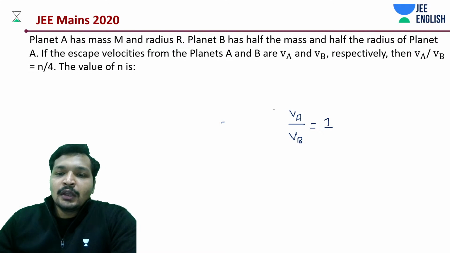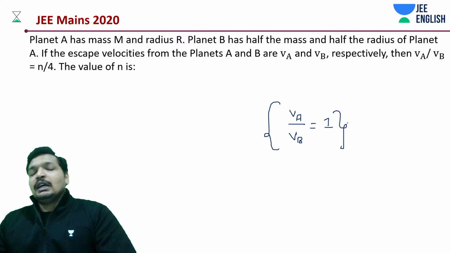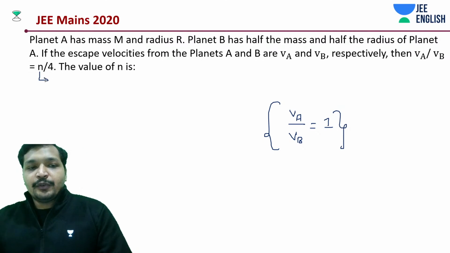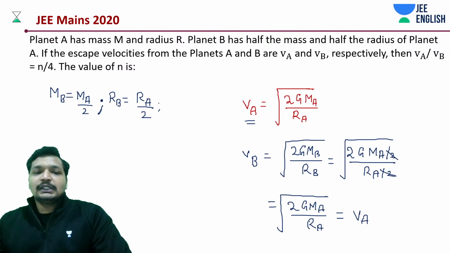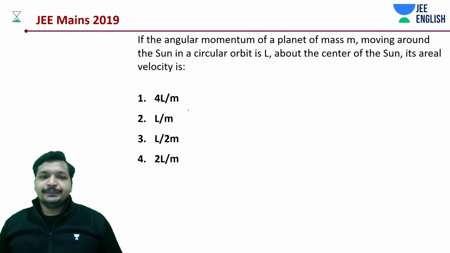Okay. So we know this thing, and what should be then the value of N B? N should be 4. Numerical type. Simple, damn easy. Okay, let's get into the next question.